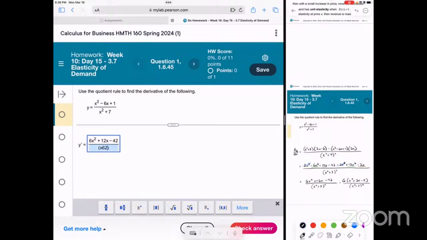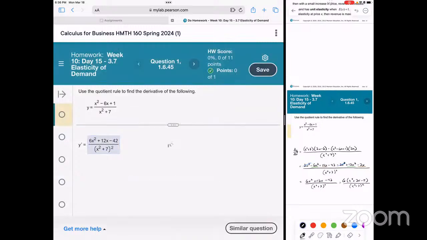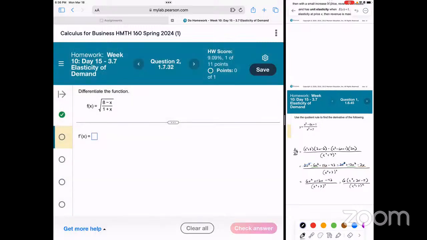X squared plus 7 quantity squared. All right, let's see if this works. Okay, let's go on to the next question. Differentiate. Okay.